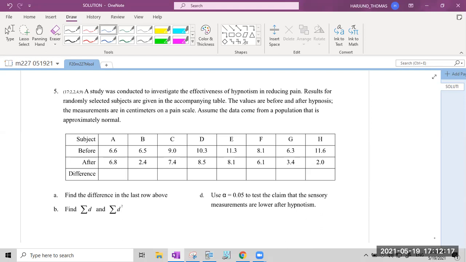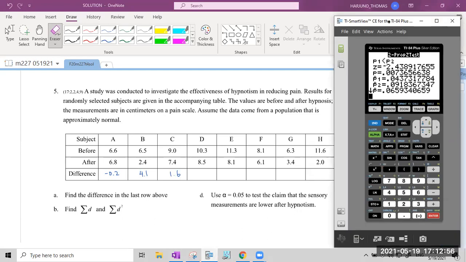Okay, that's the data. Part A, find the difference in the last row. So you will do the subtraction before minus after, right? Negative 0.2. This is 4.1. This is 1.6. If the before is more, it's more painful compared to after hypnosis. But honestly, instead of doing it that way, let me do it differently. We will use calculator anyway. So let's just plug in the numbers into calculator.